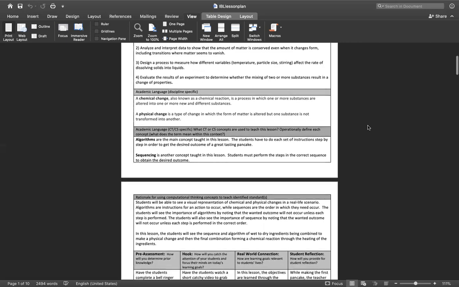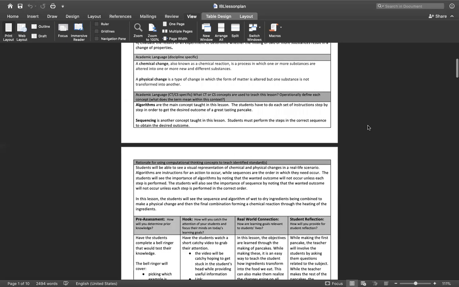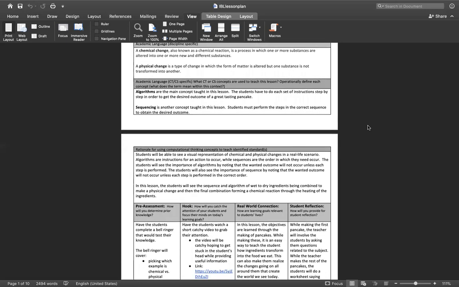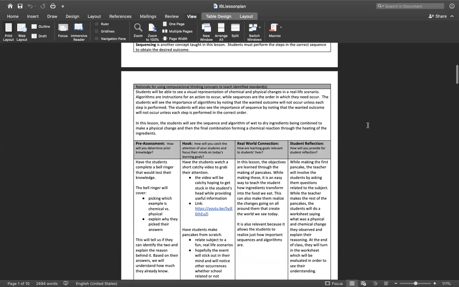The academic language we chose was algorithms and sequences. So algorithms are what we want them to do, like the process, but the sequences is the order of what they do. And then the rationale for it is students will be able to see a visual representation of chemical and physical changes in a real life scenario. Algorithms are instructions for an action to occur, while sequences are the order in which they occur. And we want the students to see that without these two, the end product will not come.